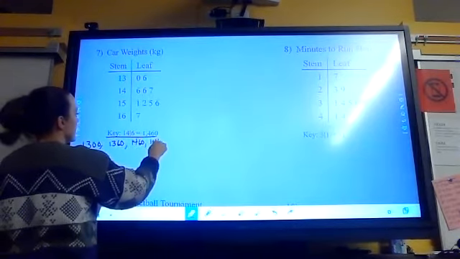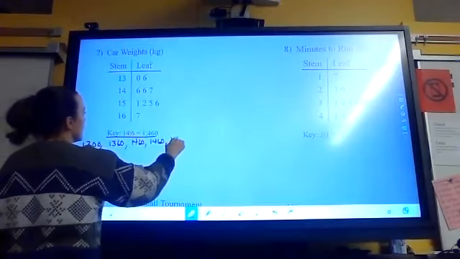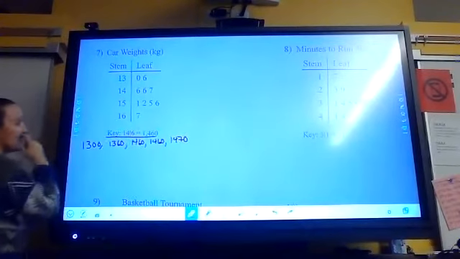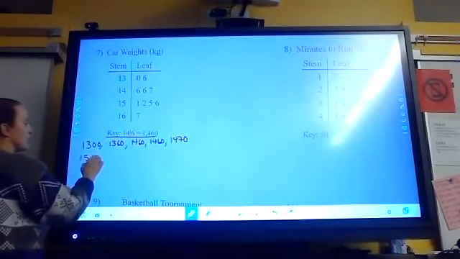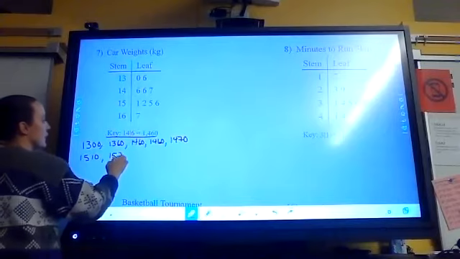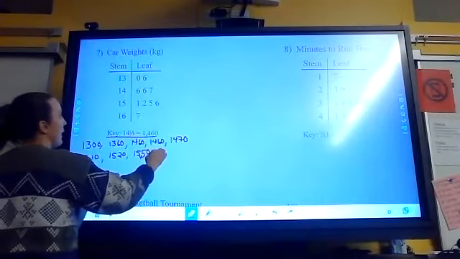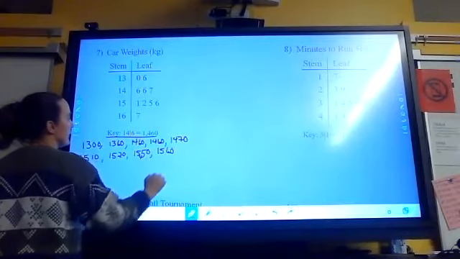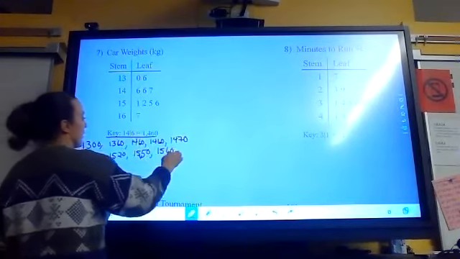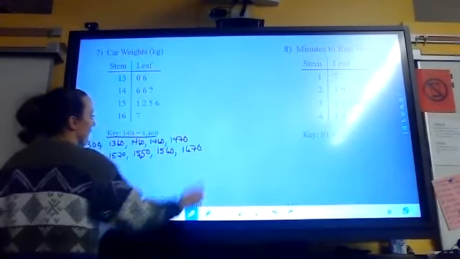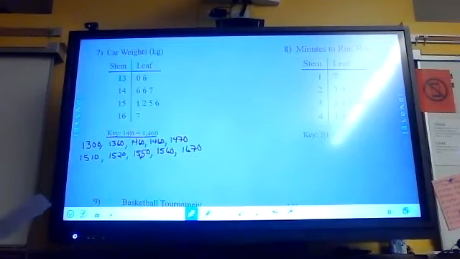1460, another 1460, and 1470. Then I'm going to come down here to the 15s. So I have 1510, 1520, 1550, and 1560. And then I'll do the 16s, and I have a 1670. Okay, that's how that one works.